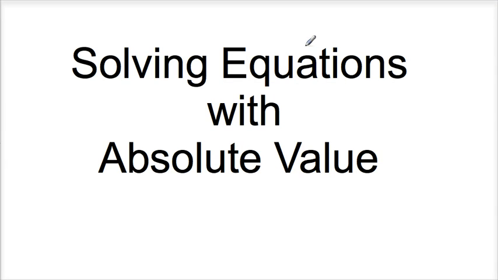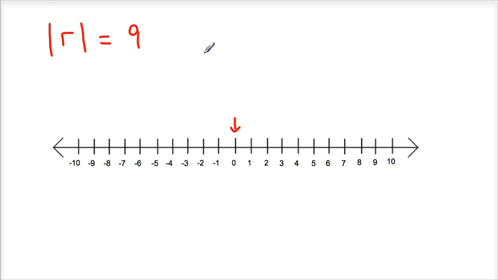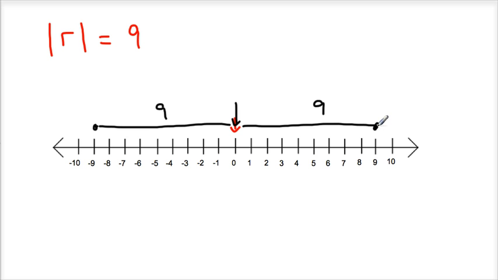In this lesson, we're going to discuss solving equations with absolute value. Our first example, the absolute value of r is equal to 9. If you recall, the absolute value of a number is the distance away it is from 0. So the absolute value of 9, what is 9 units away from 0? Well, negative 9 is 9 units away from 0, and positive 9 is 9 units away from 0. So one thing we may look out for is we may have two different answers for this. We could have one answer or 0 answers, and we'll see examples of each.